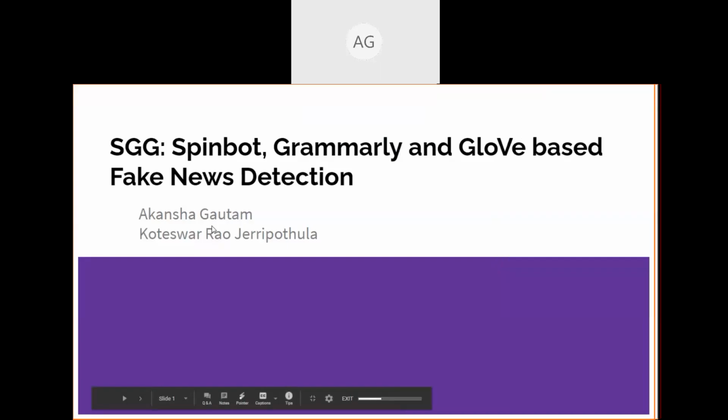So, hello everyone. It's a long and interesting day. I would appreciate your patience and attention for a few minutes. I am Akansha Gautam, a final year undergrad student pursuing BTech in Computer Science and Applied Maths at Indraprastha Institute of Information Technology, Delhi. I'm here to present our work titled SGG: Spinbot, Grammarly and Glove-Based Fake News Detection. So let's dive in.